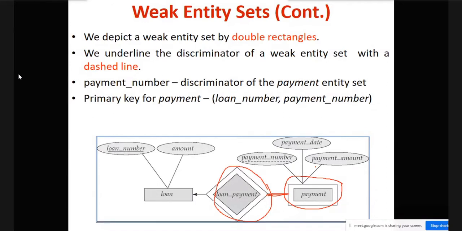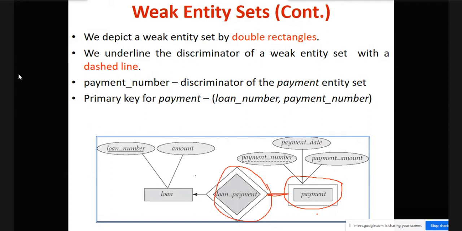So remember, this has to be common when you are showing the weak entity set in your ER diagram, and there are always one or two weak entities present in an ER diagram. Okay, so now here you can see payment has a payment number, right? But only the payment number is not sufficient for me to identify which loan account has taken the payment, for which account I am paying.